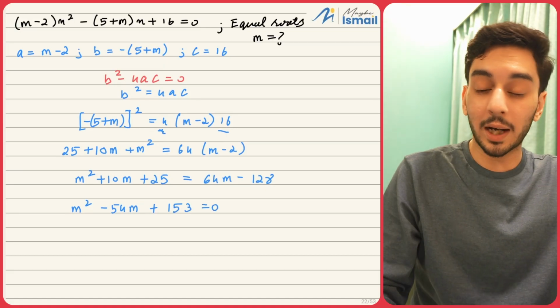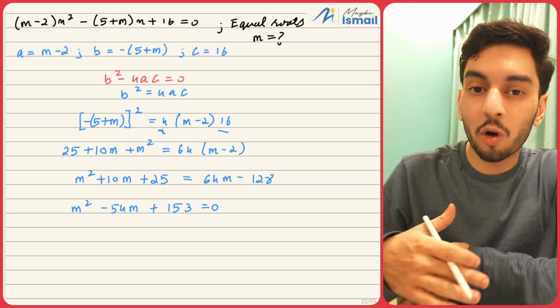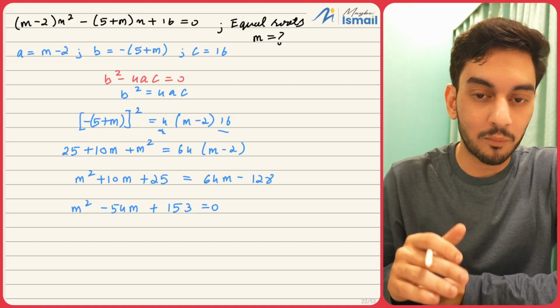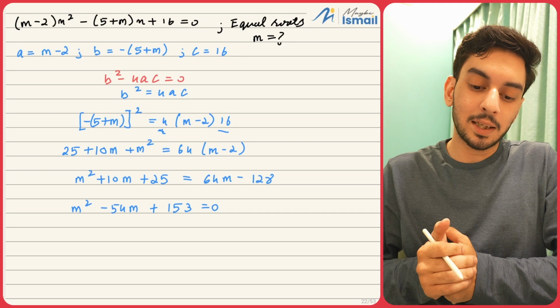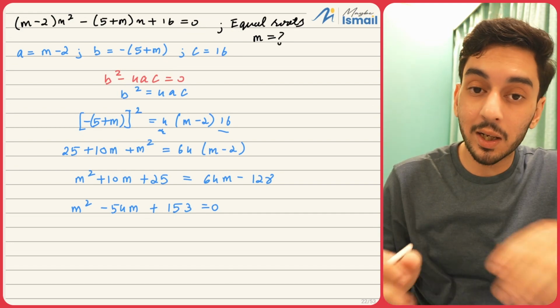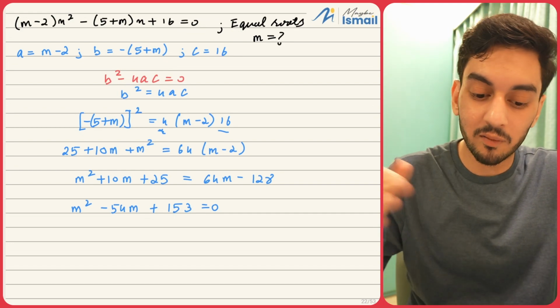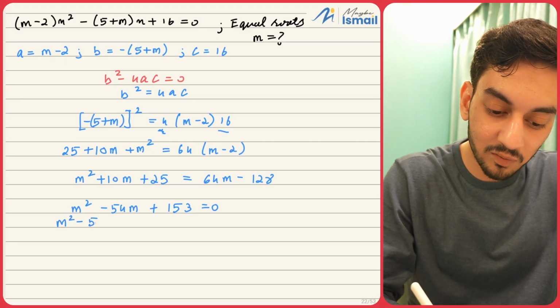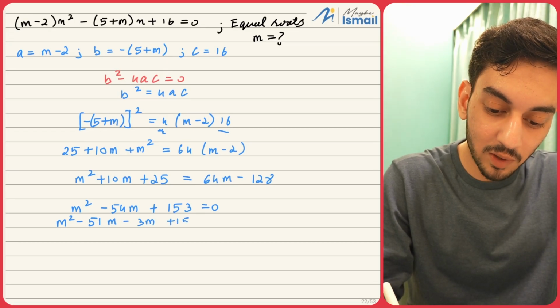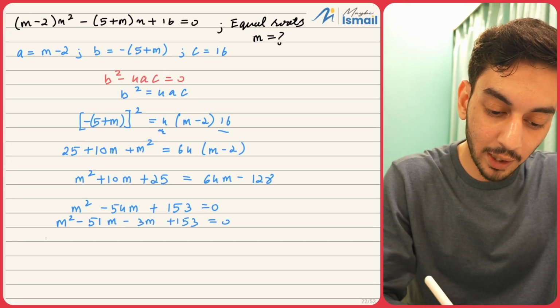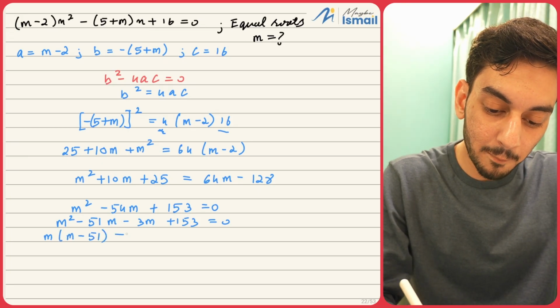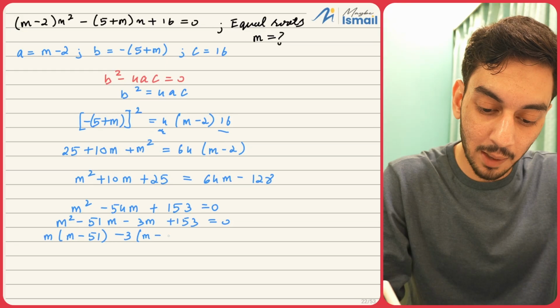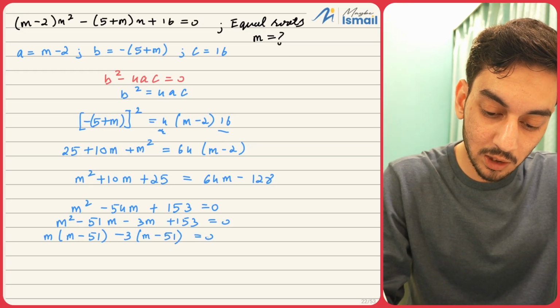Now that's a quadratic equation, like another quadratic equation, for solving the value of m. I can clearly see that this can be done by factorization, and it is 51 times 3. 51 times 3 is 153, and 51 plus 3 is 54. So this would be m square minus 51m minus 3m plus 153 is equal to 0. I can take an m common, so it would be m minus 51, minus 3 common, and it would be again m minus 51, which is equal to 0.